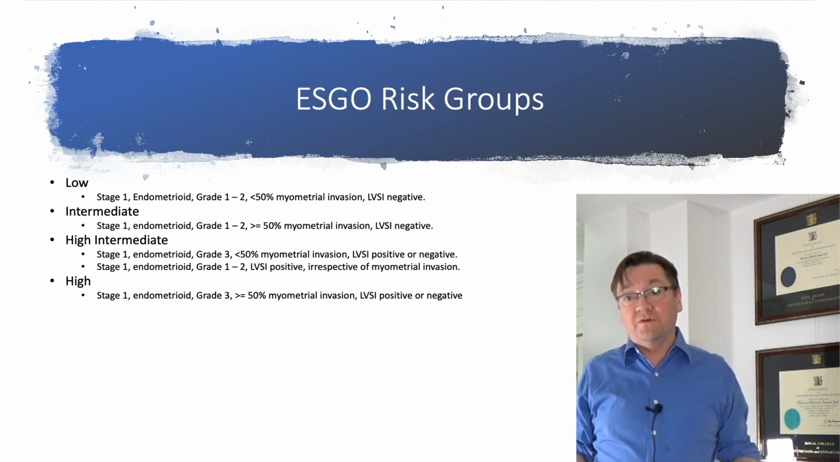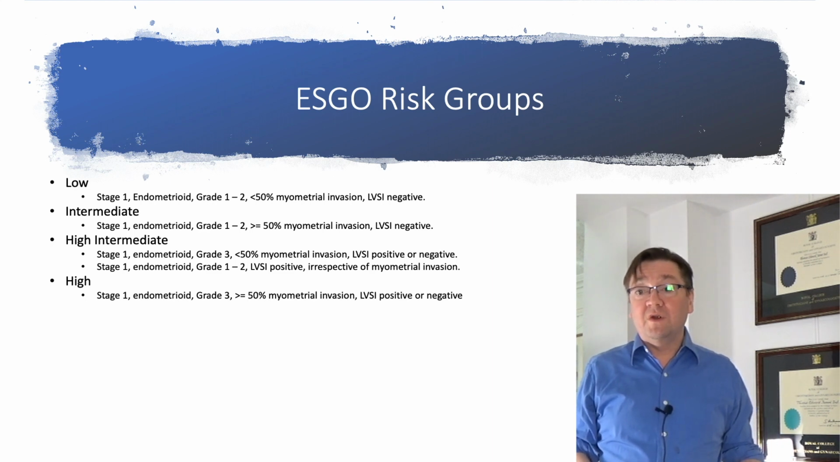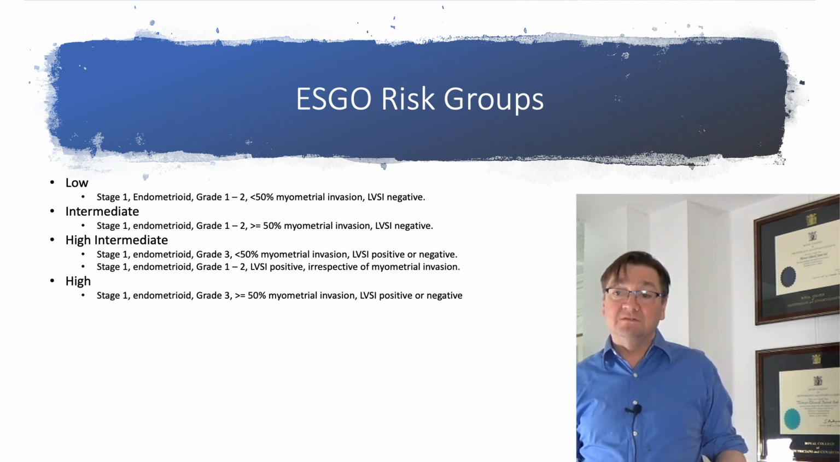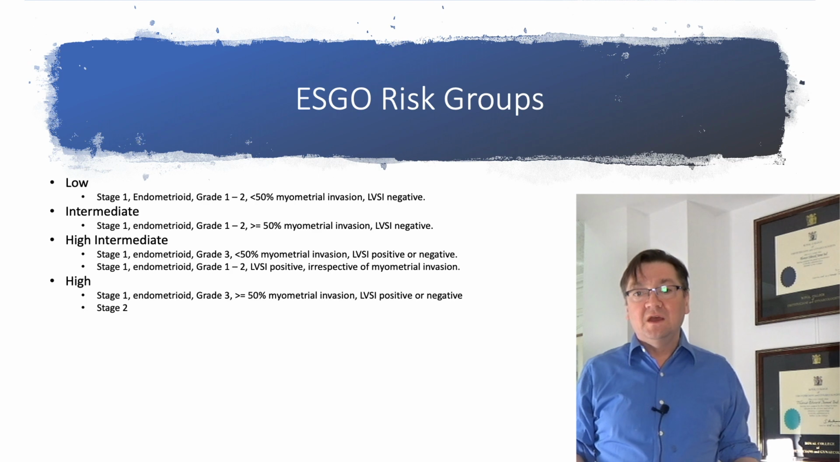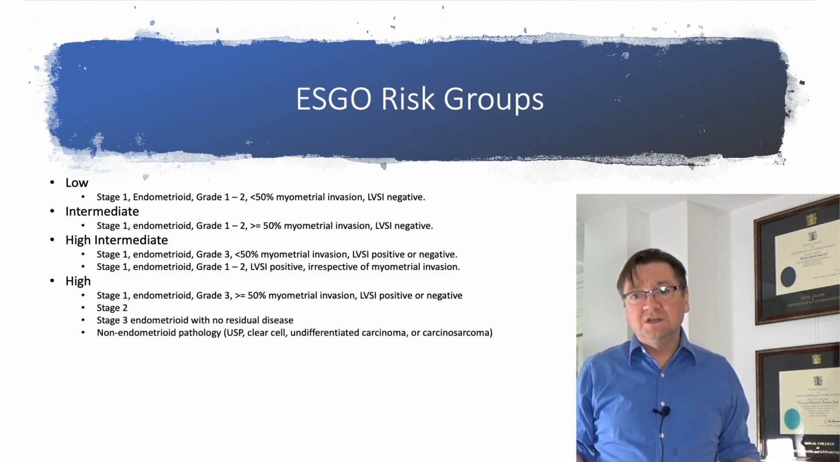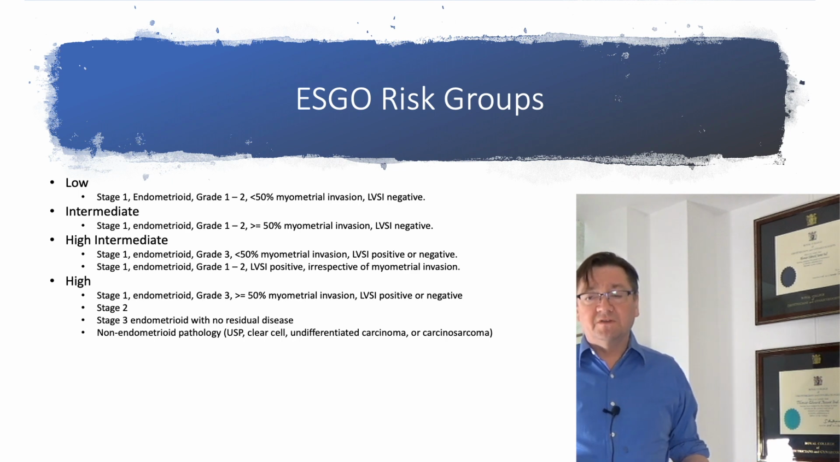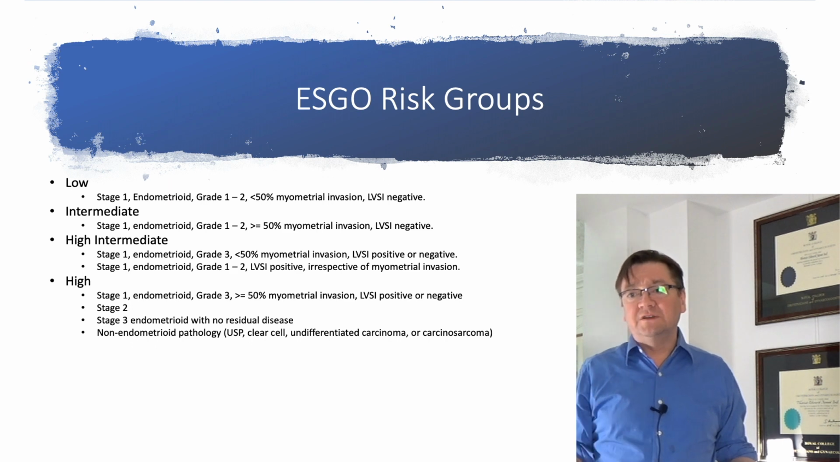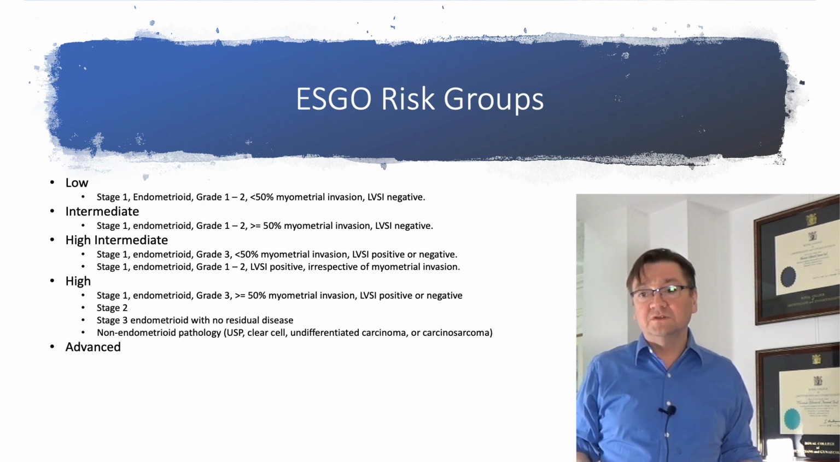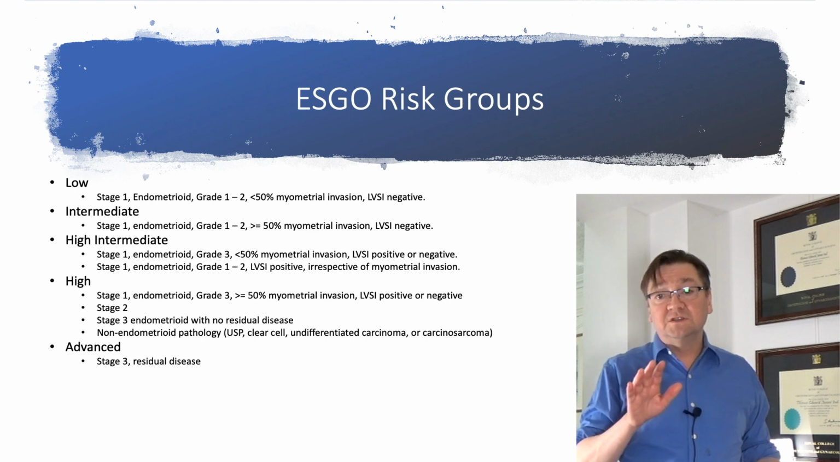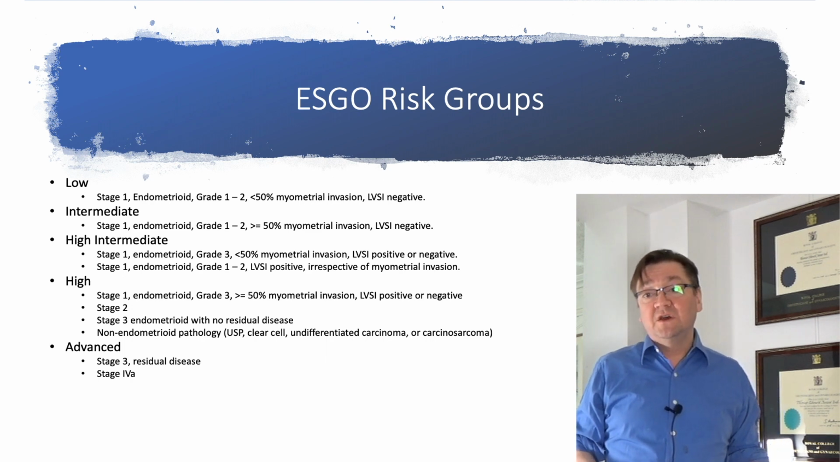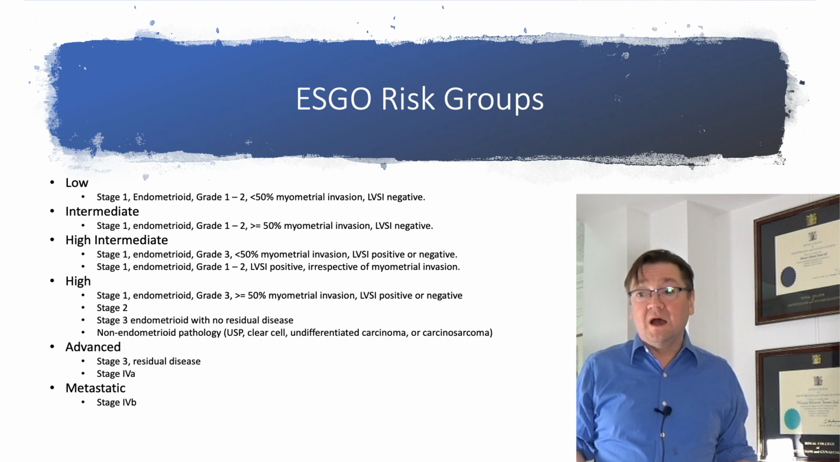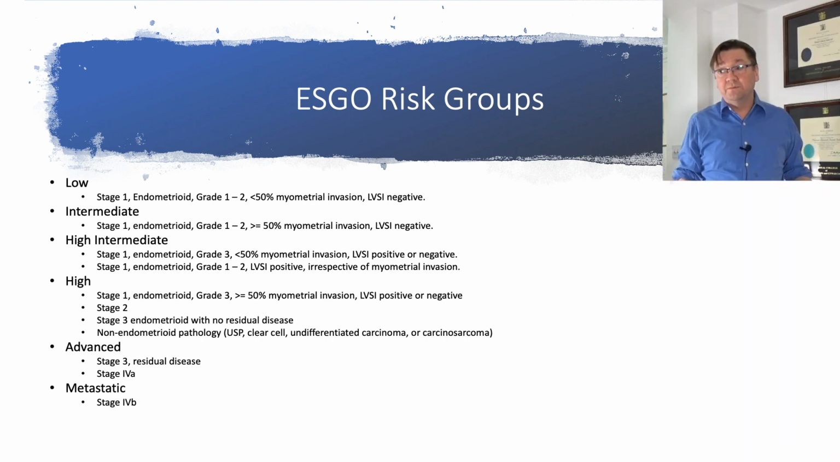High risk ESGO groups are stage 1 endometrioid, grade 3, with more than 50% myometrial invasion, whether they're lymphatic space invasion positive or negative. Stage 2, stage 3 endometrioid with no residual disease, and non-endometrioid pathology, uterine serous papillary or uterine papillary serous, clear cell, undifferentiated carcinoma or carcinosarcoma. Advanced is stage 3 with residual disease or stage 4A, and then metastatic disease are the stage 4Bs.